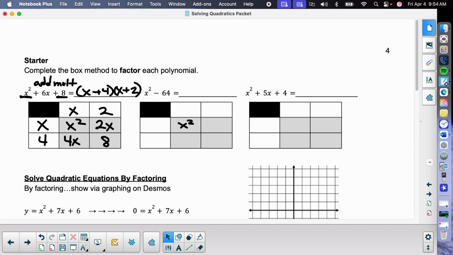Wouldn't we put a 0 there? If you would like to, that's what we did. I believe that's what I had you guys do when we did it before. I had you guys write x squared plus 0x minus 64. You absolutely can do that. If you know how to do it without it, you don't have to.